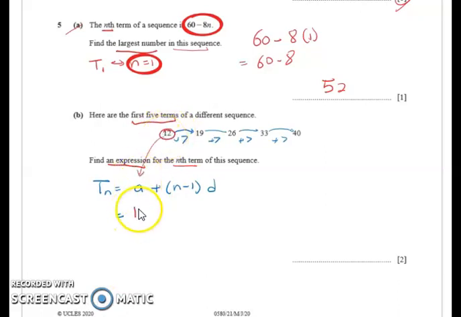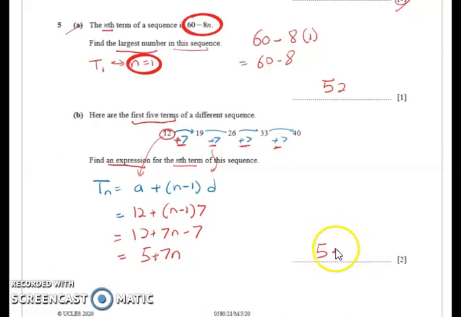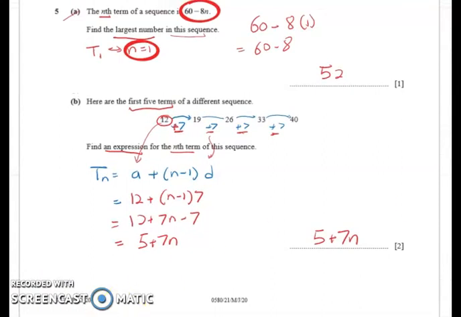So this is your a here, 12, (n minus 1), and the d reflects the number that will be added. So this is the d, the common difference, which is 7. And then we just have to expand and simplify this: 7n minus 7, and you'll be getting your answer, 5 plus 7n. Okay, that's your answer here. That's all for question number 5.